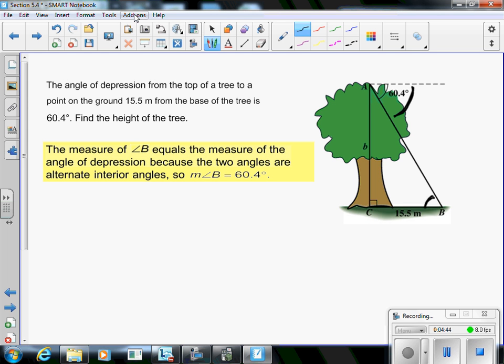The reason is that the two angles are called alternate interior angles. In other words, this line is parallel with this line, and the line goes between them, so the alternate interior angles must be the same. So I know that B is 60.4 degrees.